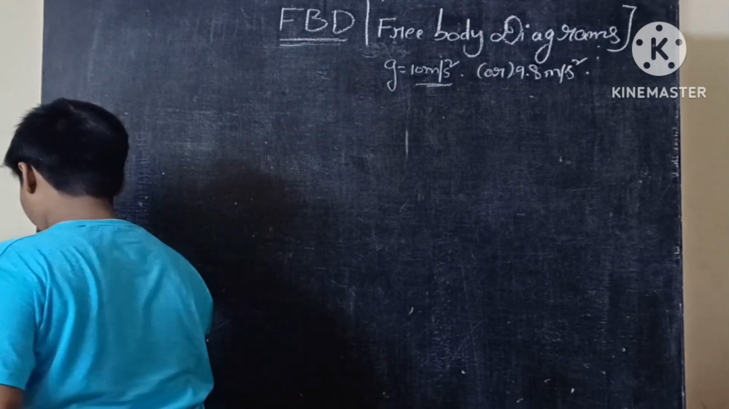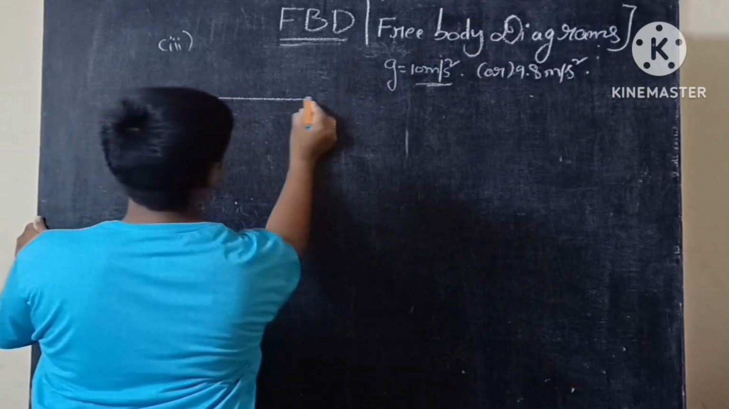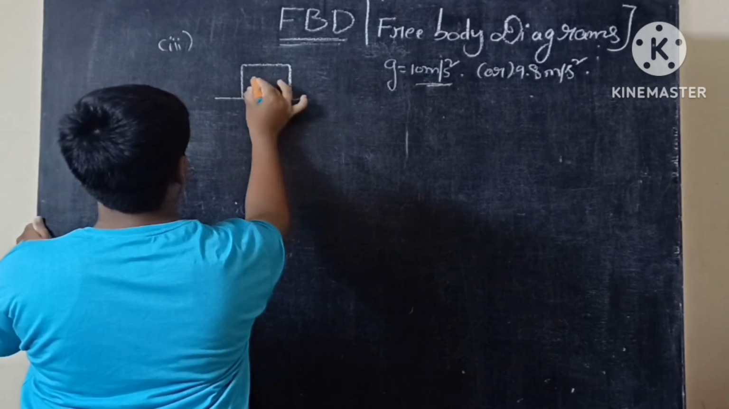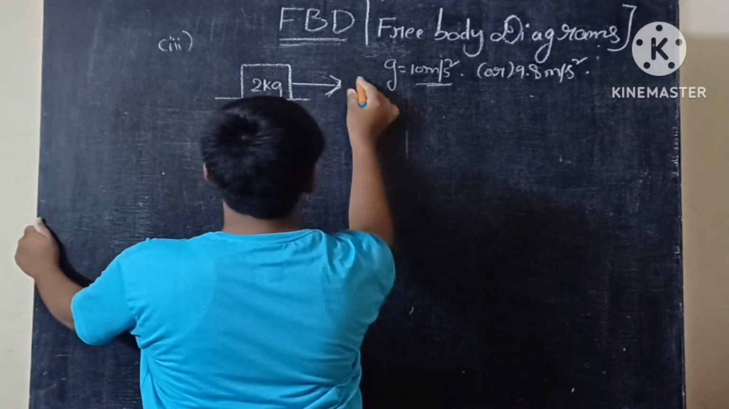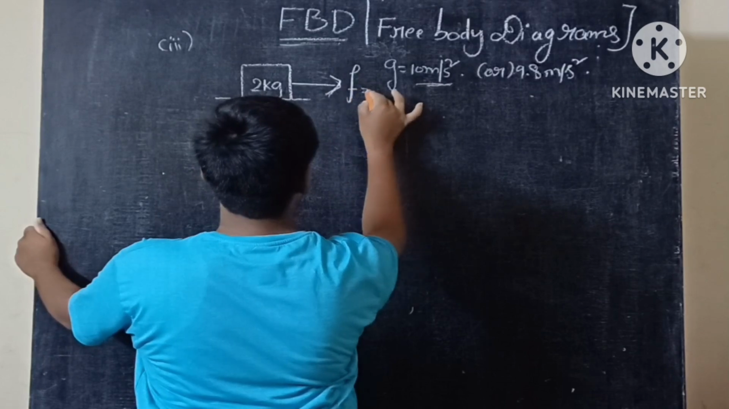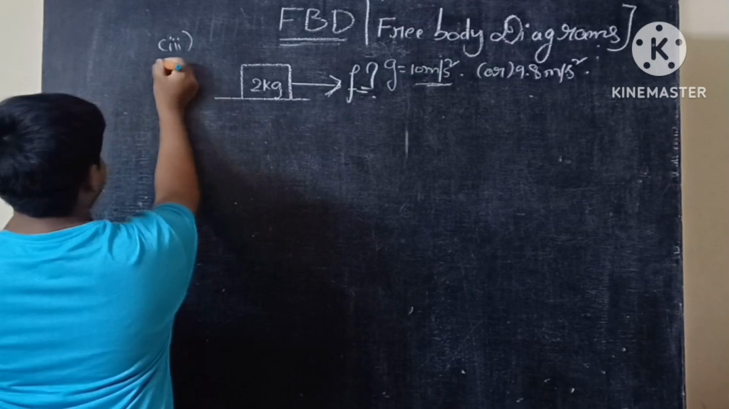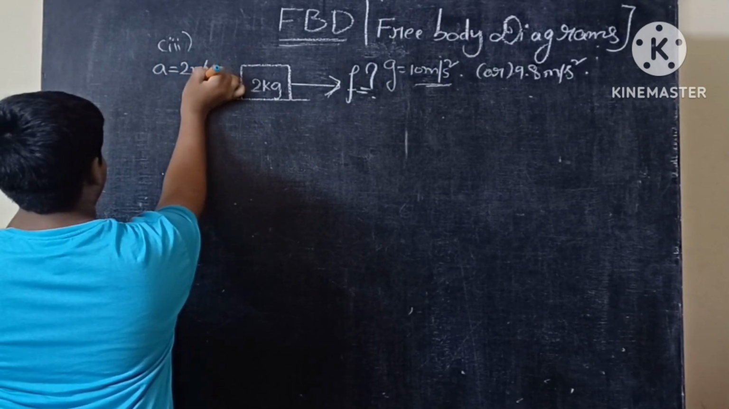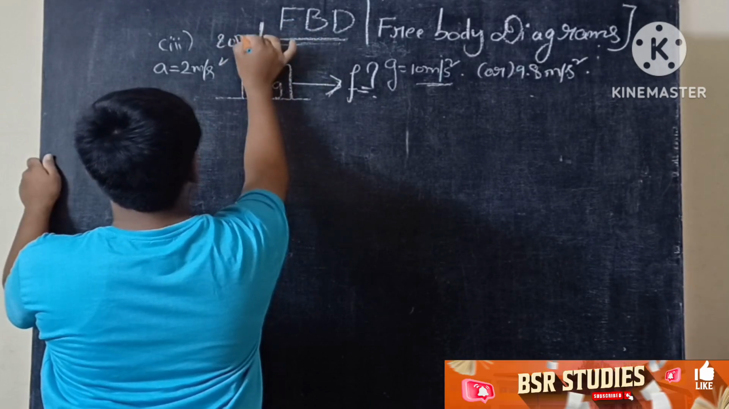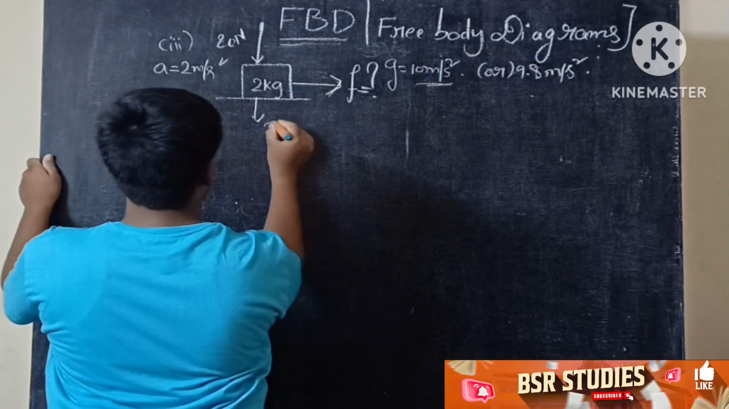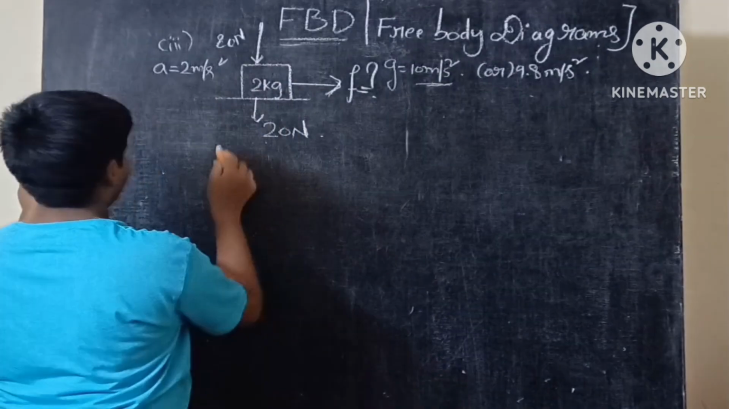And if you see the third case, this is a 2 kg body, and it is going towards like this. Force F, you have to find this force. If this body is going with acceleration 2 meter per second square, and the external force acts like this. This is 20 newtons, and downwards 20 newtons. Okay, so this is one of the cases.